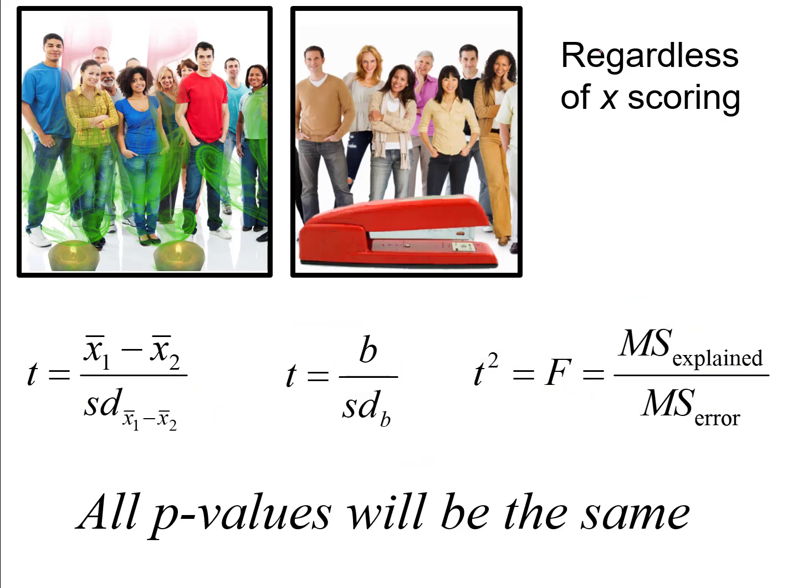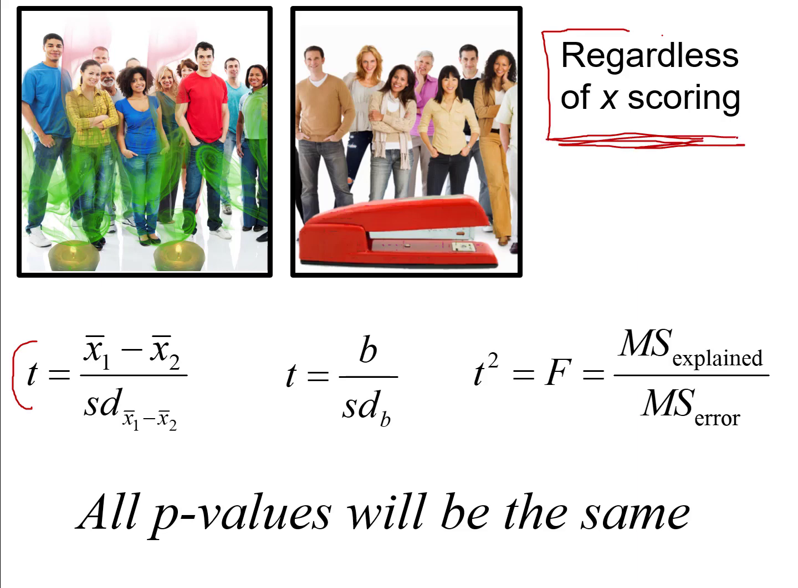And I have a note up at the top here that this is actually true regardless of how you score X. So you could score X's zeros and ones, or you could pick any other values. So maybe one group you're going to call group 20, and the other group you'll call group 1042.64. You could pick any two random numbers and use them as your two coding values. And these t-values and significance tests will come out the same regardless of how you score things.